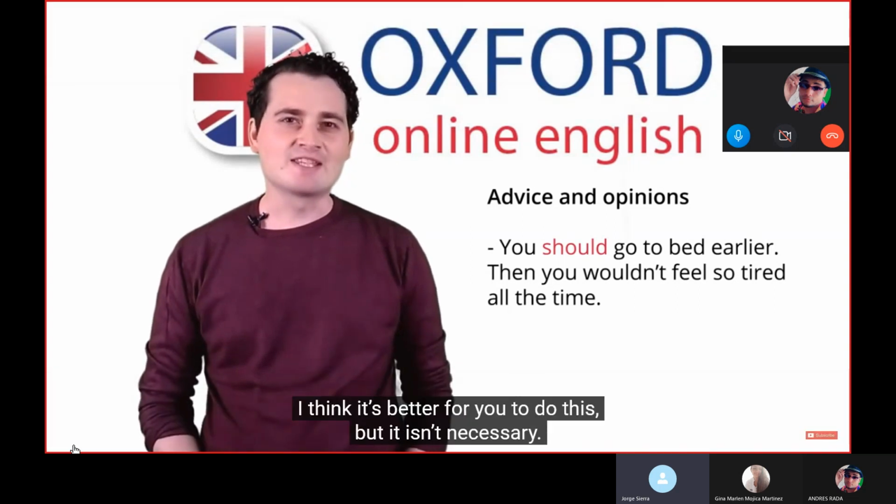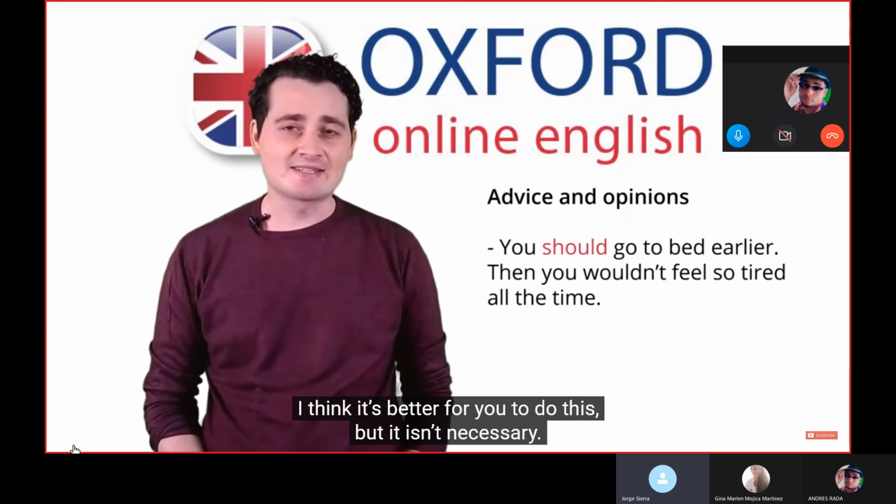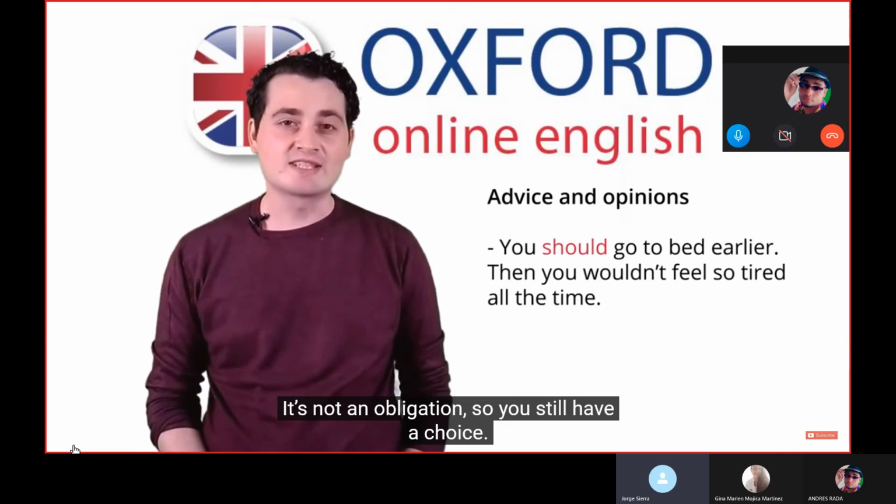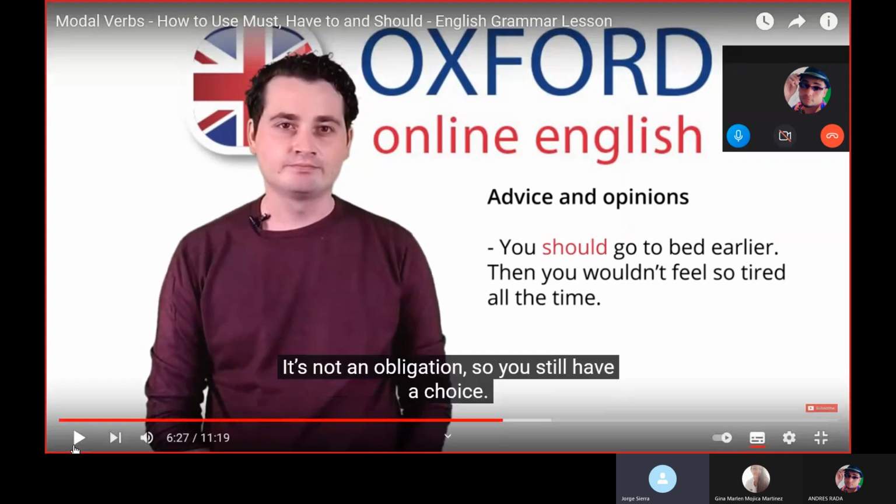This is my advice. I think it's better for you to do this, but it isn't necessary. It's not an obligation, so you still have a choice. No es una obligación, es un consejo. En cuanto al must y el have to, como es una obligación, no hay una opción de escoger, sino ya son obligaciones que debemos hacer. En este caso, sí, con should sí hay una opción, ya que es un posible como consejo o recomendación.